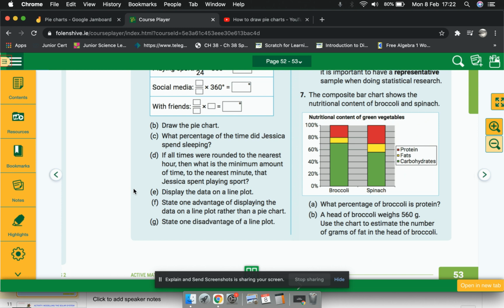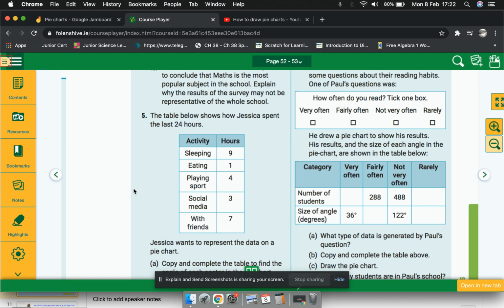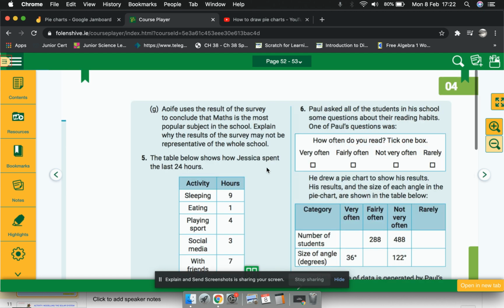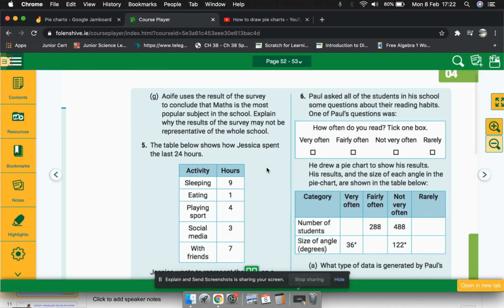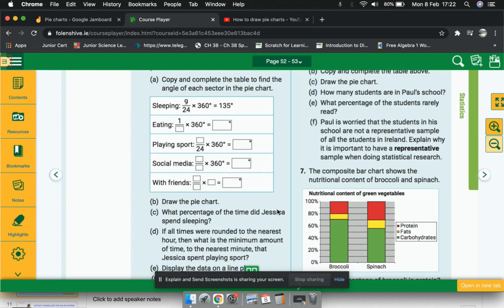Right, so I've just answered question 5 for you. Right, and your job is going to be to answer question 6. Okay, so you'll have a go at question 6 there for us and see how you get on.